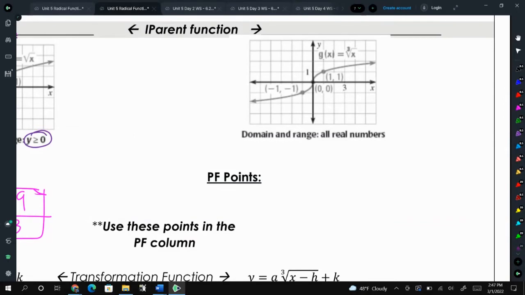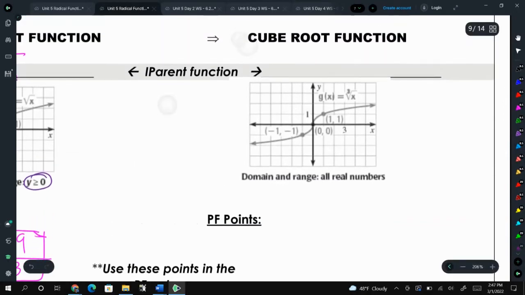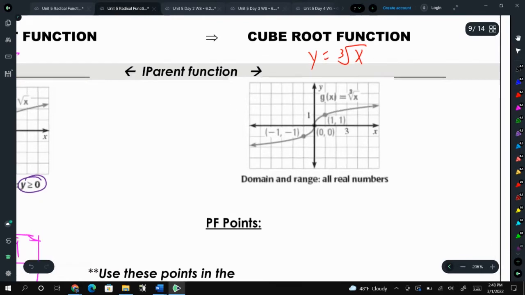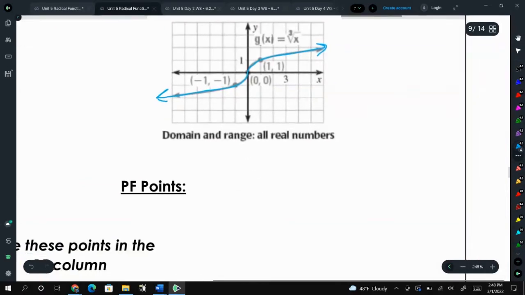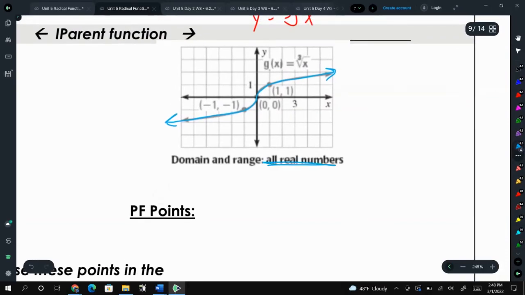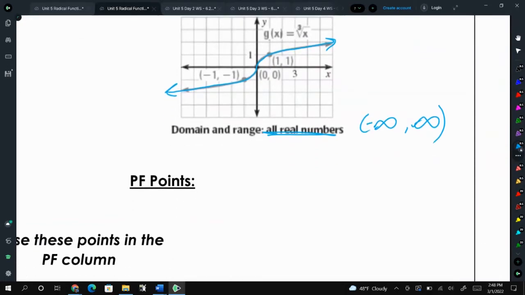Now with cube root functions, we have y equals the cube root of x, and these functions look like a weird looking S. One of the things about cube root functions is that the domain and range is always all real numbers, or -infinity, infinity. The process of graphing cube root functions is going to be exactly the same as graphing square root functions.